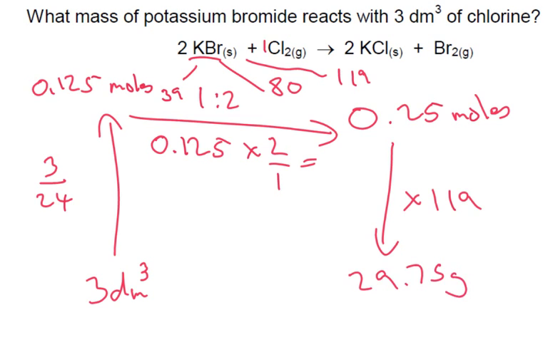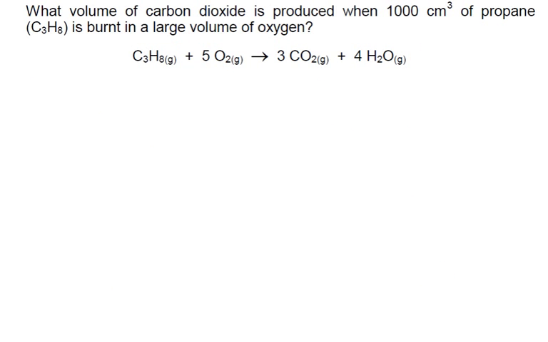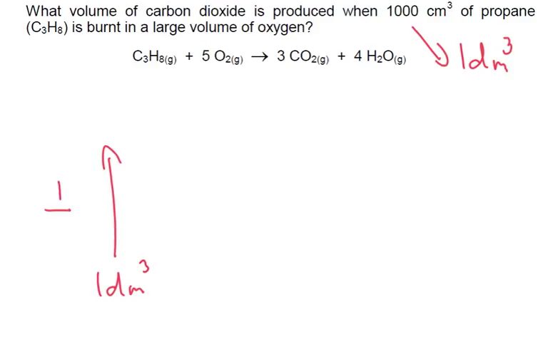29.75 grams. Okay, and finally, what volume of carbon dioxide is produced when 1,000 centimeters cubed of propane is burnt in a large volume of oxygen? Well, 1,000 centimeters cubed is 1 decimeter cubed. Okay, so we've got 1 decimeter cubed of propane. Okay, so 1 divided by 24, that's going to tell us how many moles we've got. And we've got 0.0416 recurring.